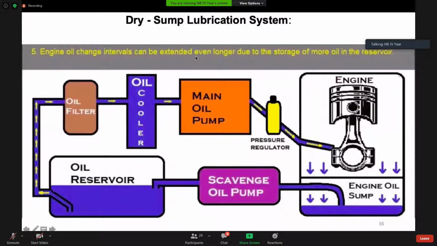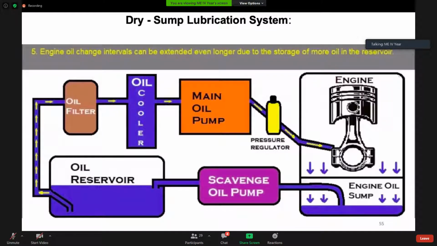Now, as we have seen in the first video today, one of your friends has shown us a video about a sports car, a Formula One Porsche racing car, the Porsche 919. So that was a racing car. In racing cars, the dry sump lubrication system is used. It was mentioned in that video, dry sump lubrication system.